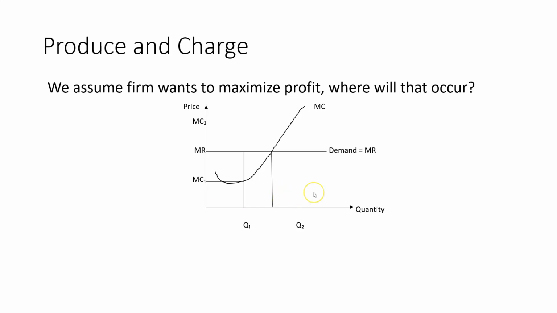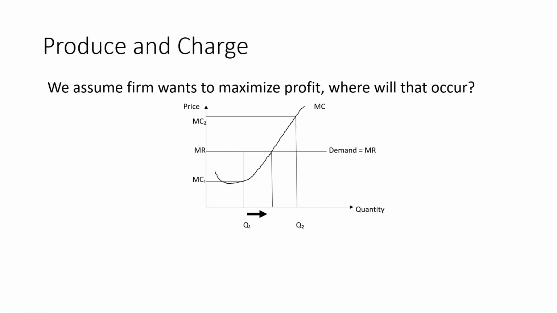So let's get greedy. Let's go all the way over to produce at Q2. And let's see what happens there. All right, at Q2, we go up to the marginal revenue curve, read the value off there. That's our marginal revenue. That's what that last unit made us. But if you go up at Q2, what is it costing us? It's costing us marginal cost too. It's costing us this much. So that last unit made us this much, but cost us this much. Was that a good choice? No, we're going to make less.